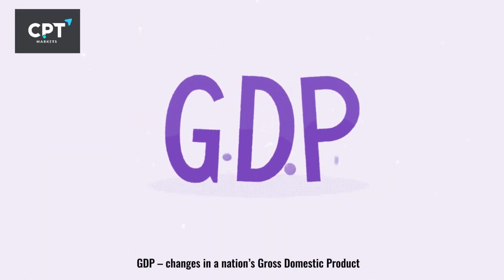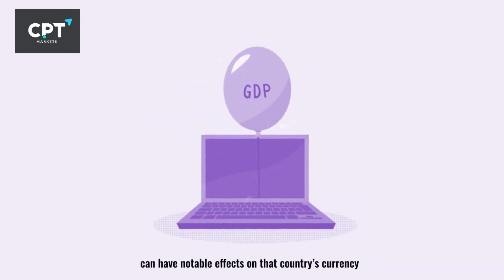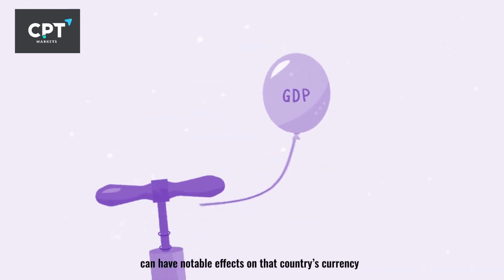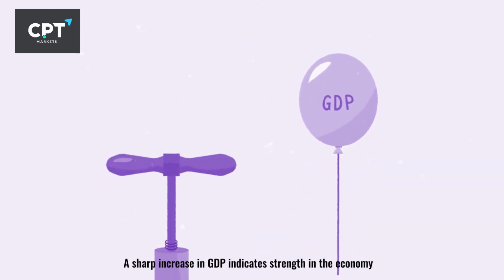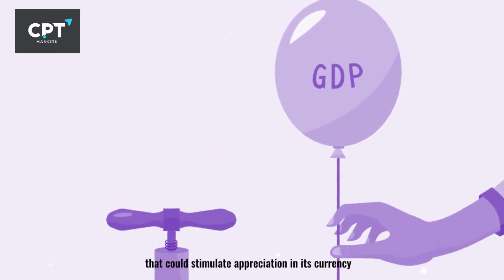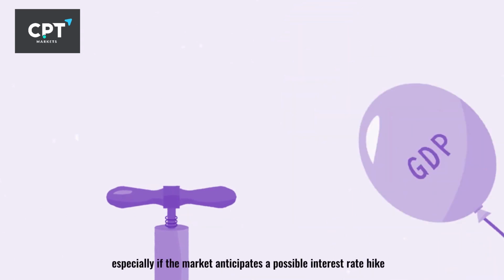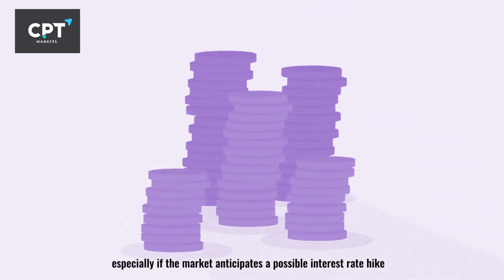GDP. Changes in a nation's gross domestic product can have notable effects on that country's currency. A sharp increase in GDP indicates strength in the economy that could stimulate appreciation in its currency, especially if the market anticipates a possible interest rate hike.